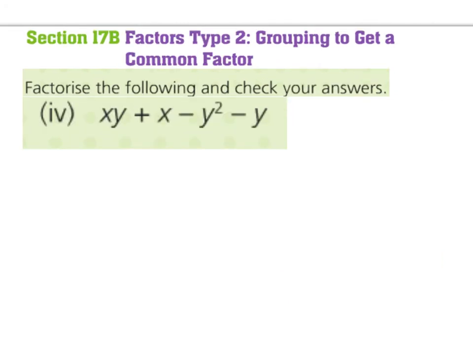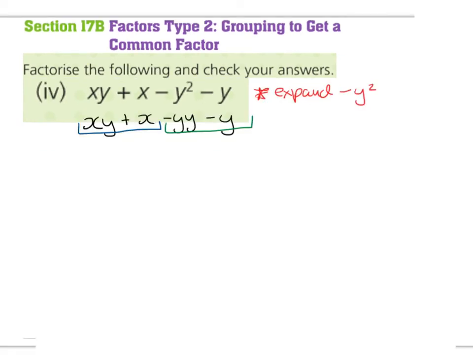Question 4, we want to factorize xy plus x minus y squared minus y. So here we see a minus y squared. So what's handy to do here is to expand that. So minus y squared really means minus yy. So everything else I write down the same. So xy I just bring down, plus x I just bring down, minus y squared becomes minus yy, and minus y I just bring down.